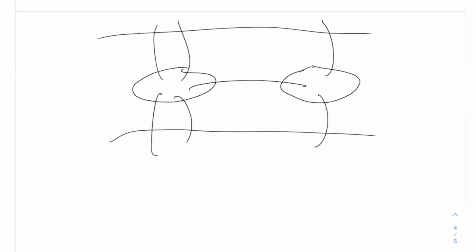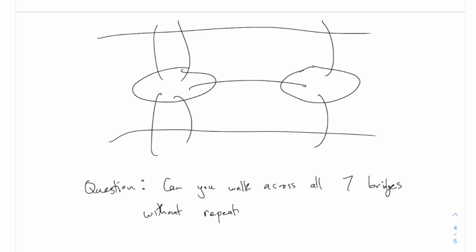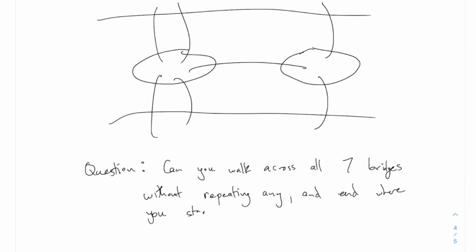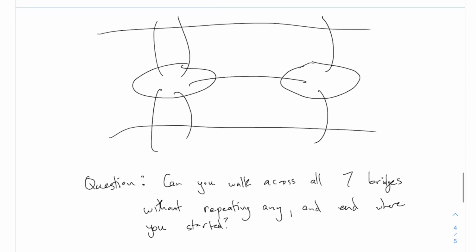This was apparently a sort of local folklore type of thing. There was a question that people asked, and this somehow involved something like a pub crawl on these islands. Can you walk from one place to another? But specifically about the bridges: can you walk across all 7 bridges without repeating any, and end up where you started? That's the question.